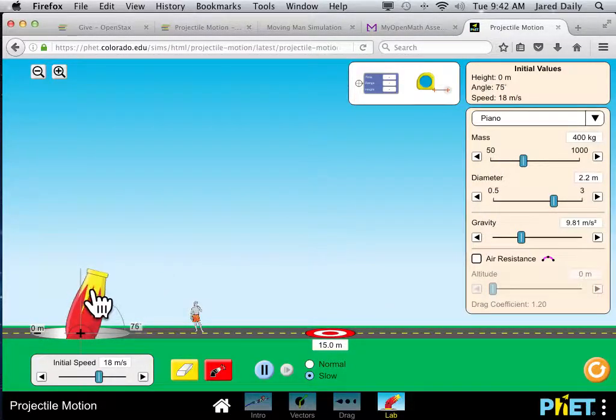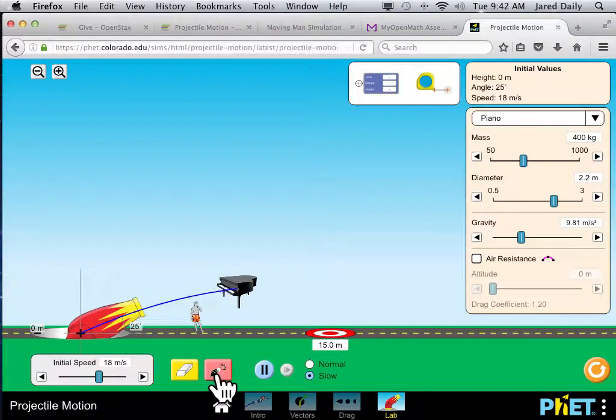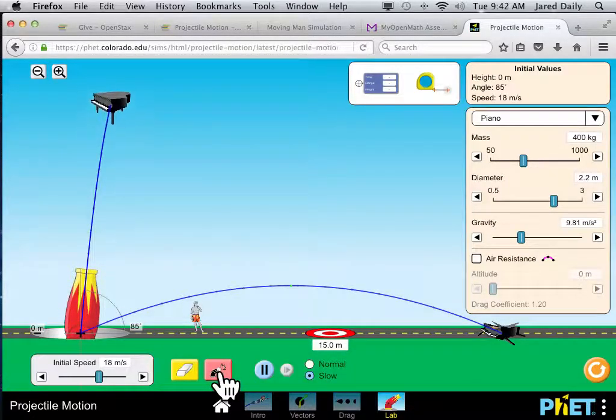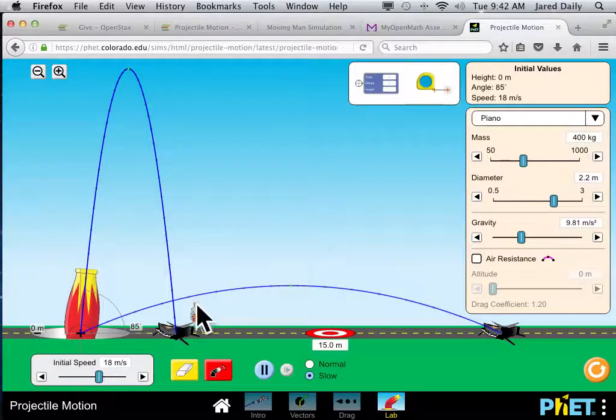We can choose the angle. We can go between 25 and 90 degrees. So let's start down at 25 degrees and see what happens. We'll fire this thing. We'll shoot a piano out here. Then let's go up at 90, let's go at 85 degrees. You can see at 85 degrees, it's going to hit our friend there. Not quite. At 85 degrees, this thing goes really high, but not very far. And at 25 degrees, it goes really far, supposedly.